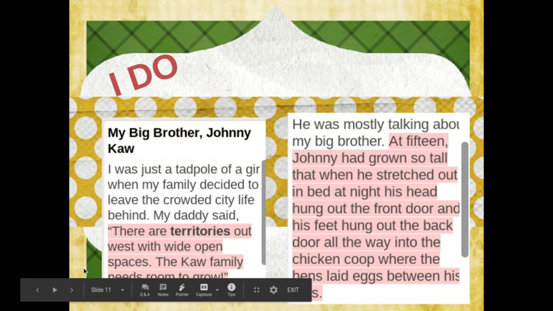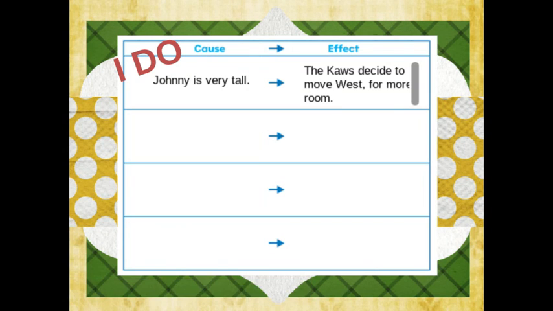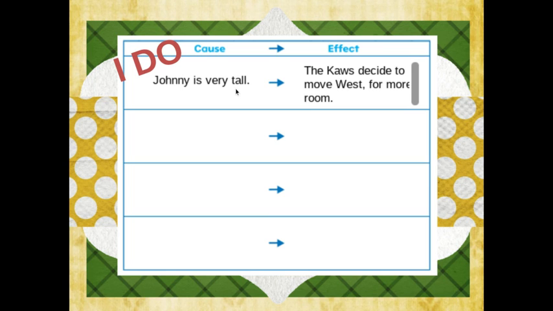I'm going to take that piece from the story and find a cause and effect relationship. So on my graphic organizer from my green practice book, I'm going to say the cause from that excerpt is Johnny is very tall. They gave lots of details to describe how tall he was. The effect of him being so tall was the family decided to move west for more room. Now I want you to pause the video and write down in your chart the cause and the effect that I just gave you. Then turn your video back on when you're ready to move to the next example.